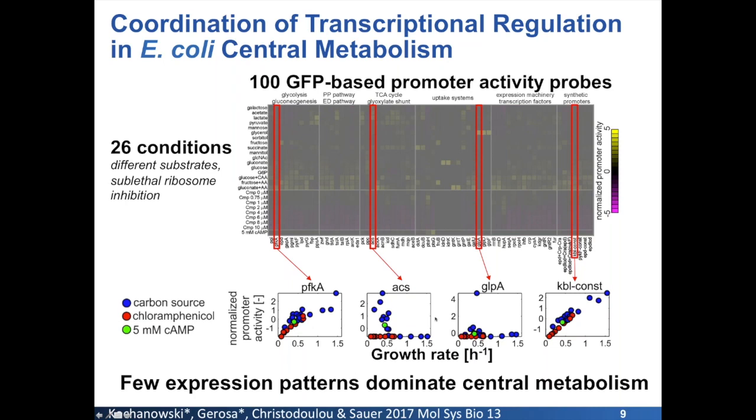And so each dot, I'm showing you here one of these promoters, the GLPA activity probe, growth rate as a function of the normalized promoter activity. And you can see under most conditions, this particular promoter is actually not active. There's only one condition where it's really active, and that makes a lot of sense. This is the transporter for the carbon source that was added. So this is the simplest case. Off most of the time, only on when it is needed.